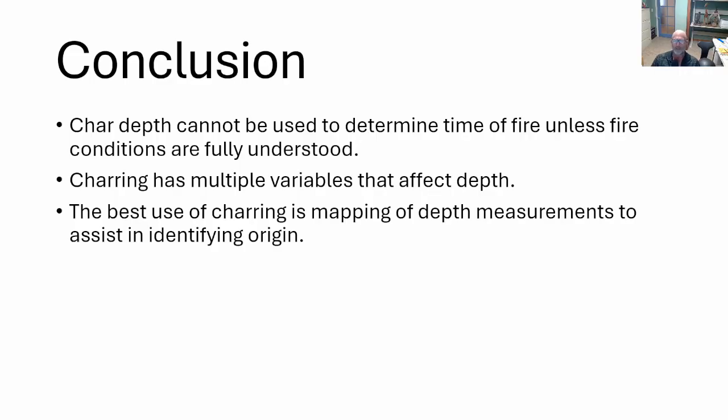The reality is the best use of charring is for mapping the depth of char at various locations. What that does is it creates contours that point to an origin. That helps us identify the general vicinity where the fire started. And then we can do further analysis in terms of, well, what was the actual ignition. So that's the process of using these tools. Charring can be a powerful tool if we're smart about it, but we have to do our forensic analysis appropriately.